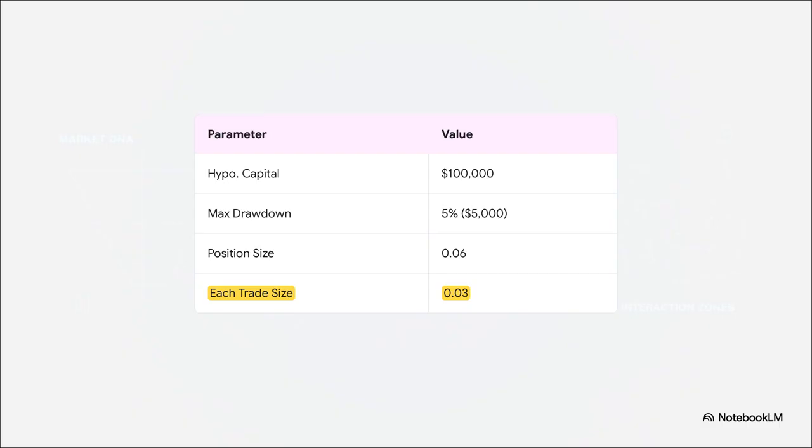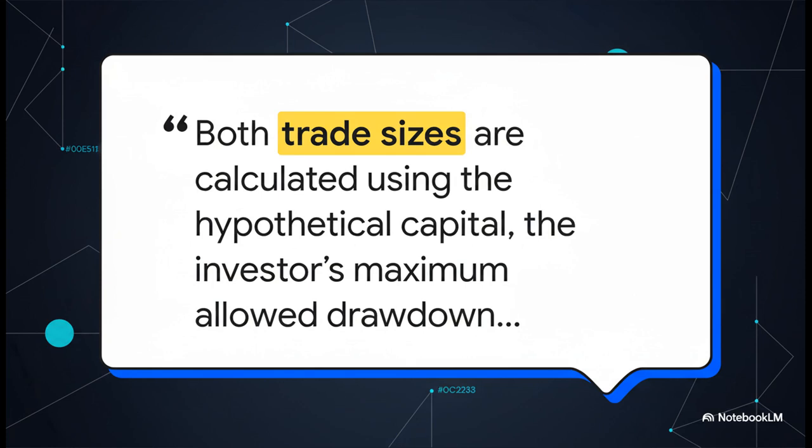This slide gives us a risk preview calculation based on those parameters, so let's walk through it. Using a hypothetical capital of $100,000 and a maximum allowed drawdown of 5%, the model calculates a total position size of 0.06. This is then documented as being split into two trades, which makes each trade size 0.03. Now, the source documentation requires me to read this next part to you exactly as it's written. This is just to be perfectly clear about how this is all calculated. Here we go. Both trade sizes are calculated using the hypothetical capital, the investor's maximum allowed drawdown, the third triangle domain percentage, the risk coefficient, and the contract size.